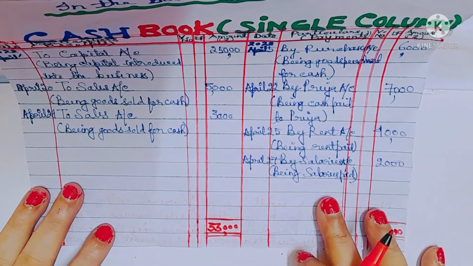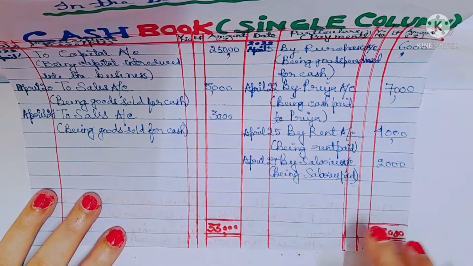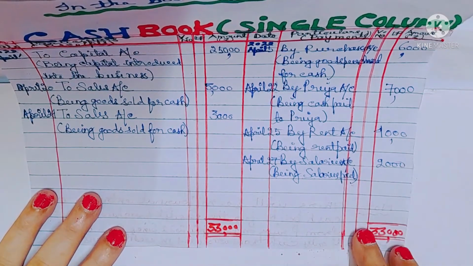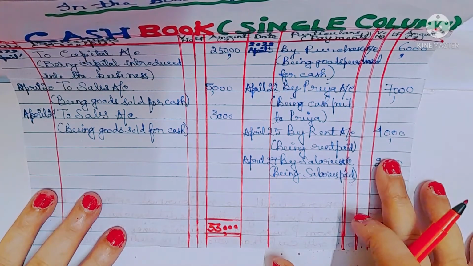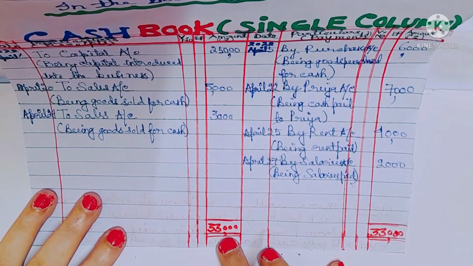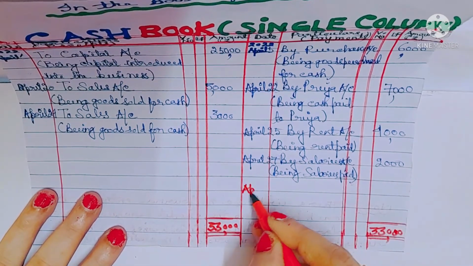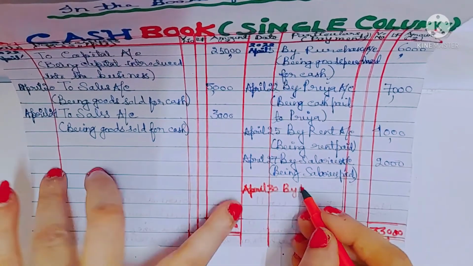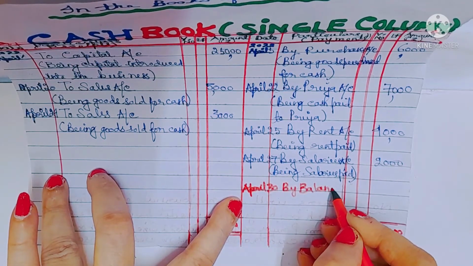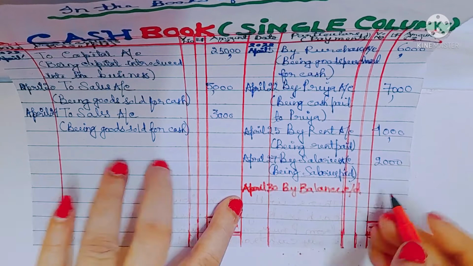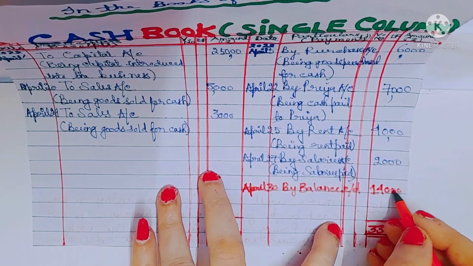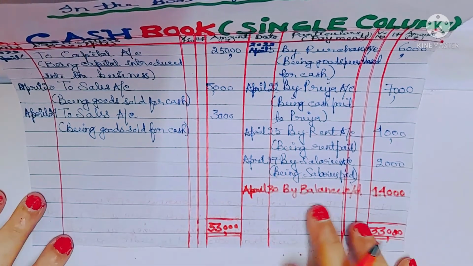What is the balancing figure? You'll have to deduct the total of credit column from the total of debit column. So what is the total of credit column? The total of credit column is 19,000 and the total of debit column is 33,000. So if you deduct 19,000 from 33,000, you'll get balancing figure, always the last day in the month of April, by balance CD. How much? 14,000. 33,000 minus 19,000. You'll get 14,000.